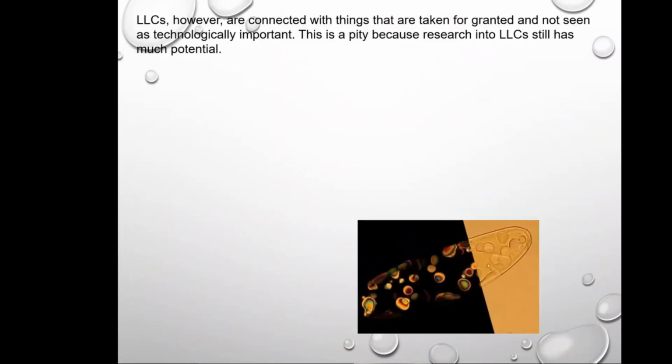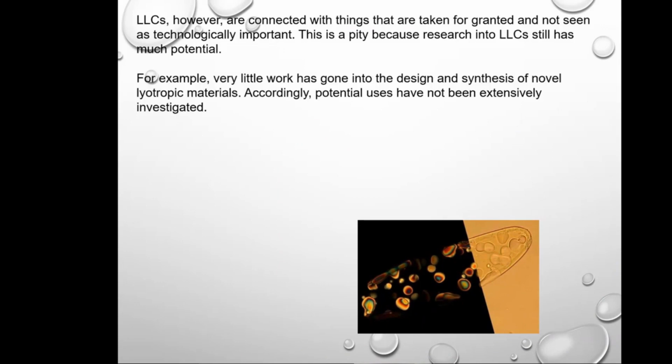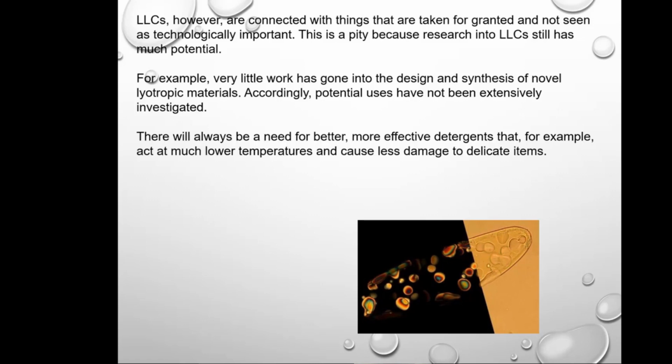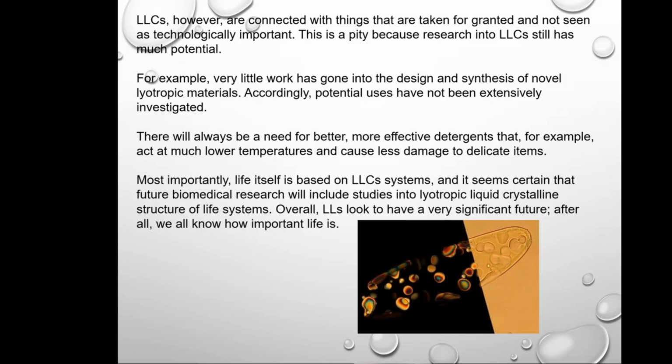So, lyotropic liquid crystals are connected with things that are taken for granted and not seen as technologically important. And in my opinion, it's a pity because research into lyotropic liquid crystals still has much potential. So far, very little work has gone into design and synthesis of novel lyotropic materials, and potential uses have not been extensively investigated. There will always be a need for better, more effective detergents that, for example, act at a much lower temperature, with less damage to delicate items.